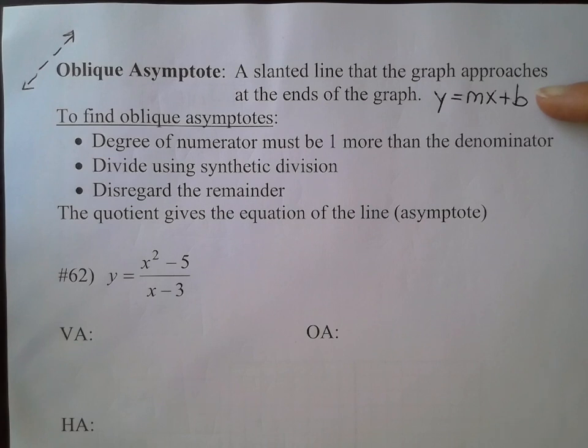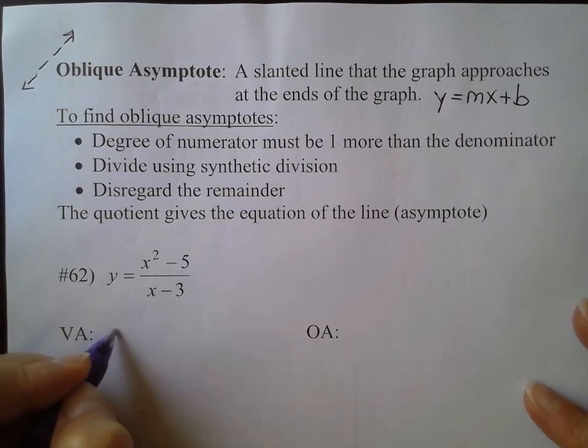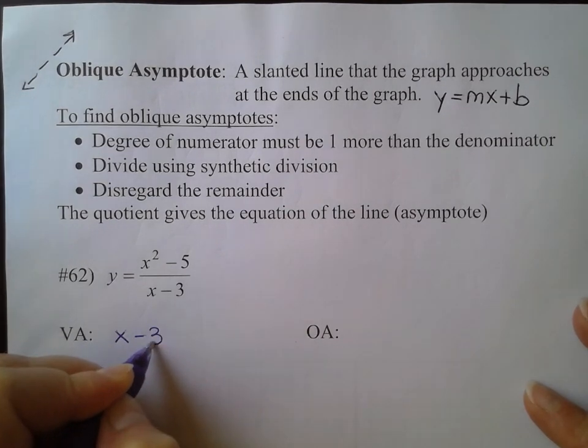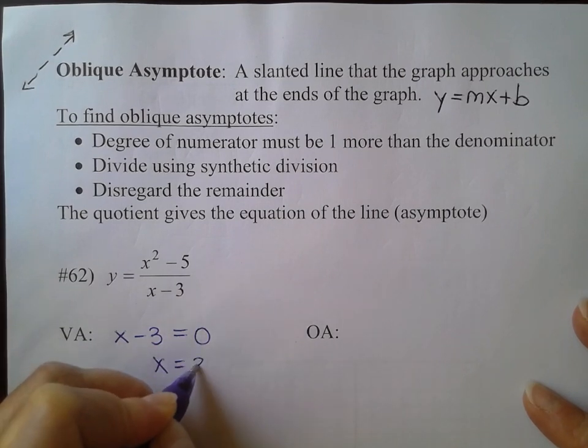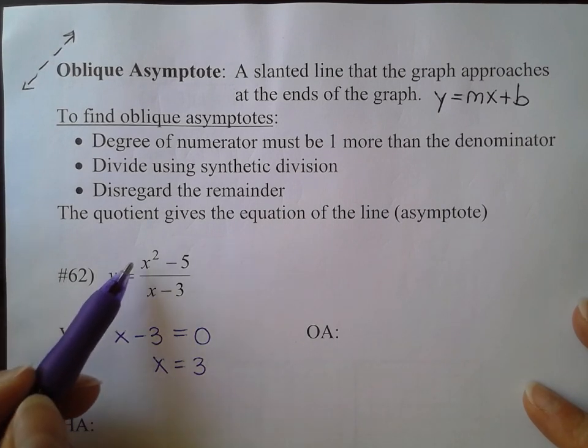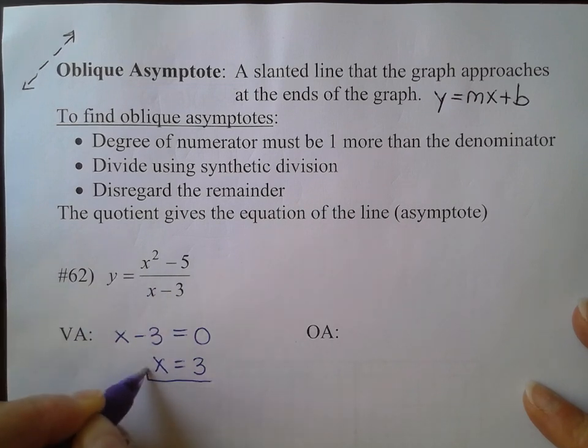So let's try this out. This is number 62 from your book in this section. So let's walk through all the parts. The vertical asymptote is going to come from setting the denominator equal to 0. Notice we didn't have to factor. This top is really not factorable this time, so that's not a concern.